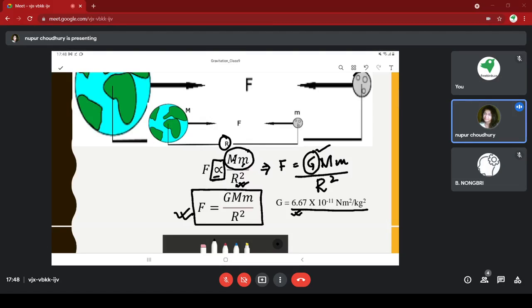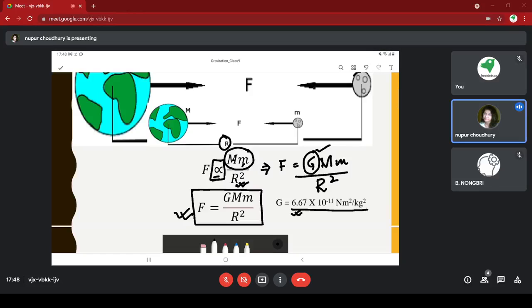The higher the mass, the higher is the force, and the lower the distance, the higher will be the force. So if I bring the objects very near to each other, the force which I will experience between both these objects is much higher, if we have something to measure with. All right.